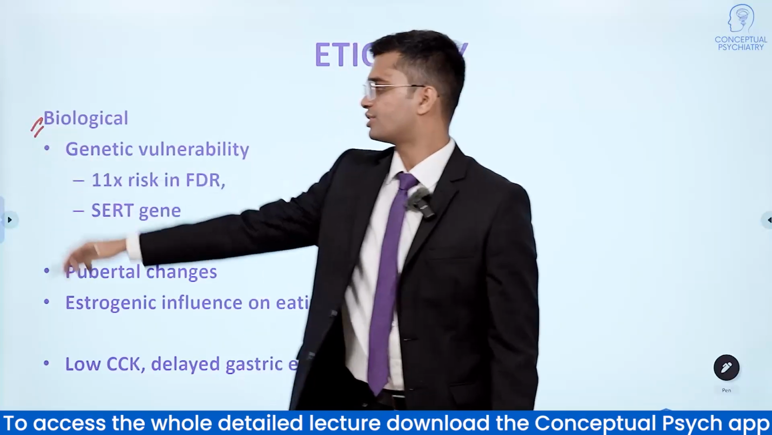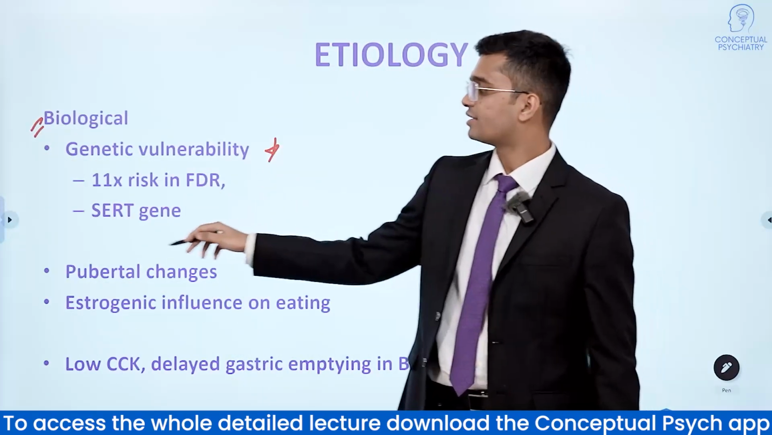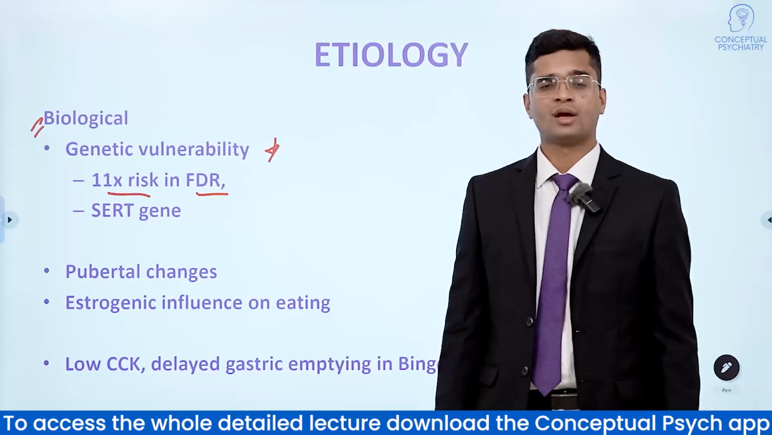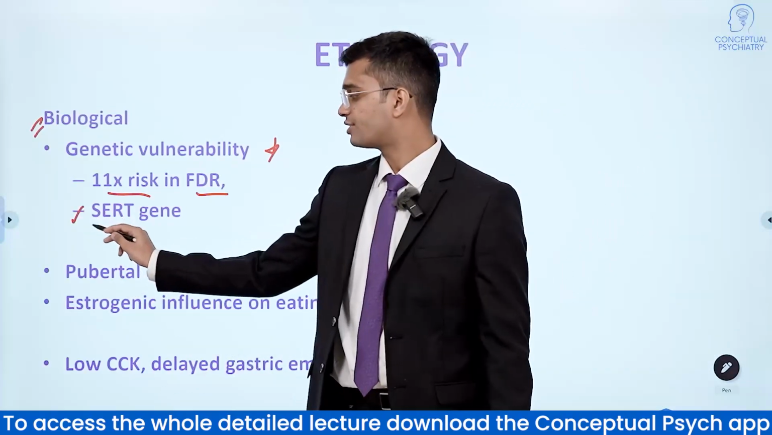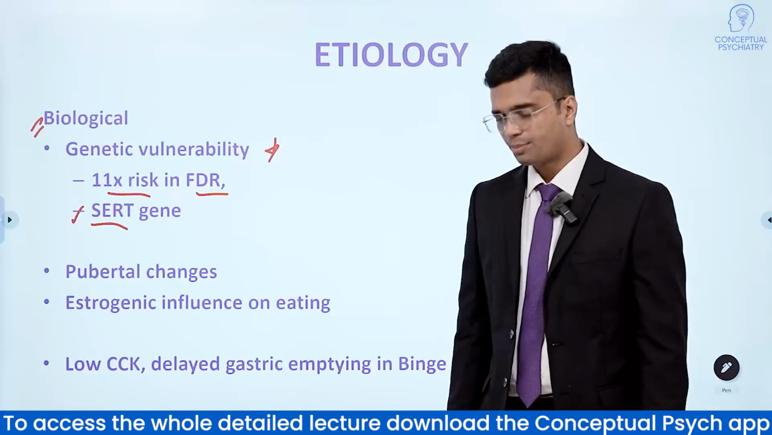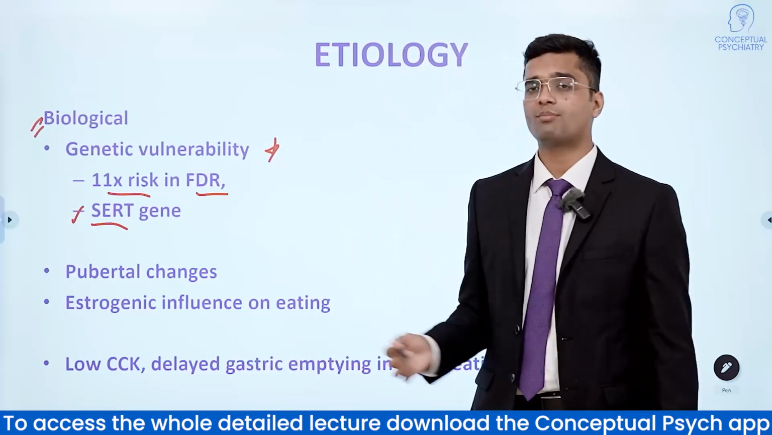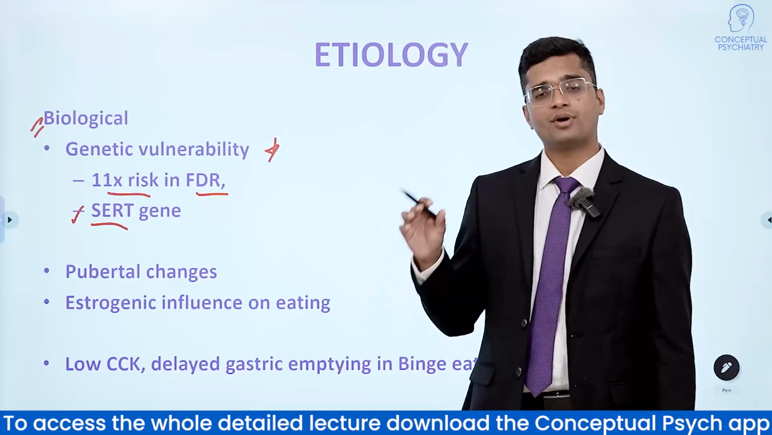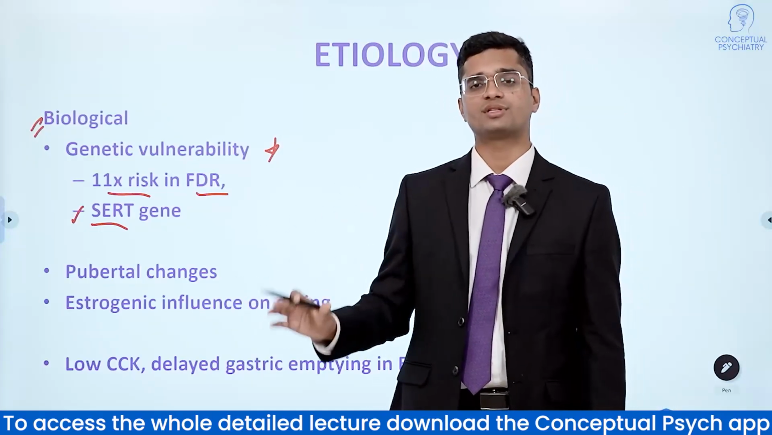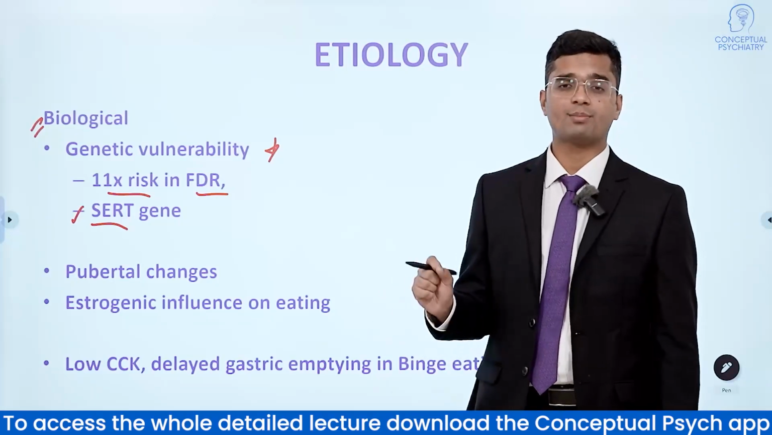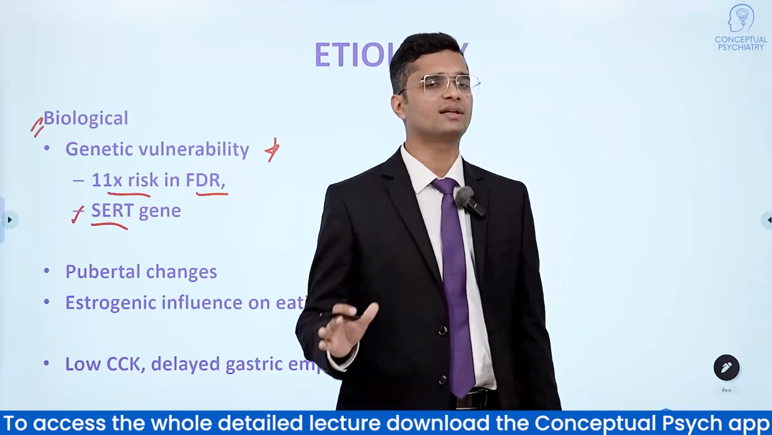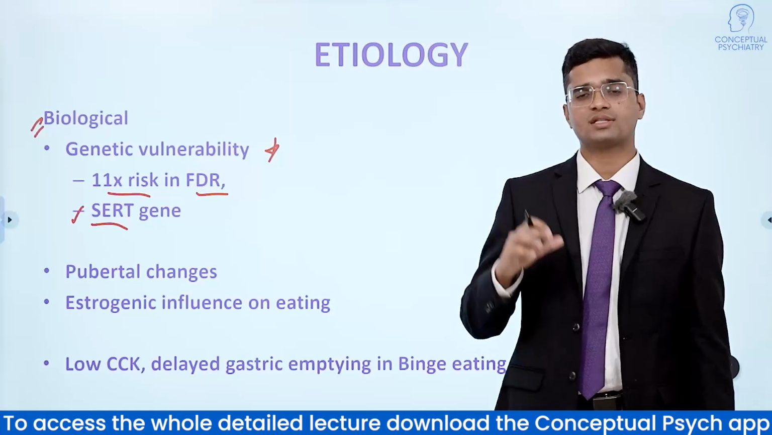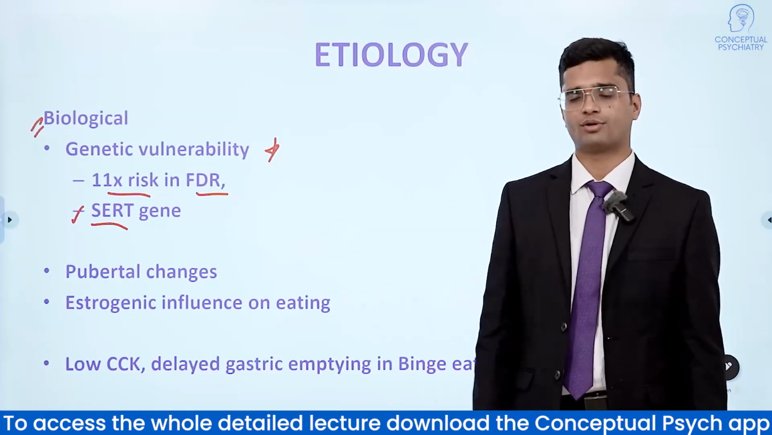First, biological etiologies. Genetic vulnerability is highly seen. There is an 11 times higher risk of having an eating disorder in a first degree relative of the patient. This increased risk has particularly been associated with abnormalities in the SERT gene. Besides the genetic factors, there are a number of endocrinal factors that are associated with eating disorders. Out of this, pubertal changes or hormonal disturbances in the female reproductive hormones are of prime importance, since eating disorders are primarily seen in the female population and the onset is also during the early to late adolescence period. This period coincides with the onset of puberty.